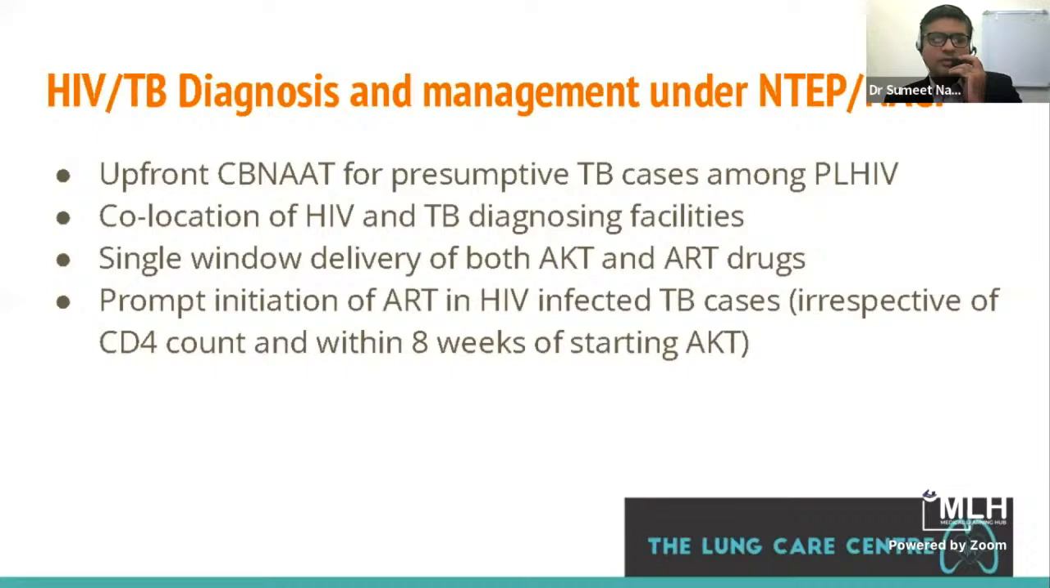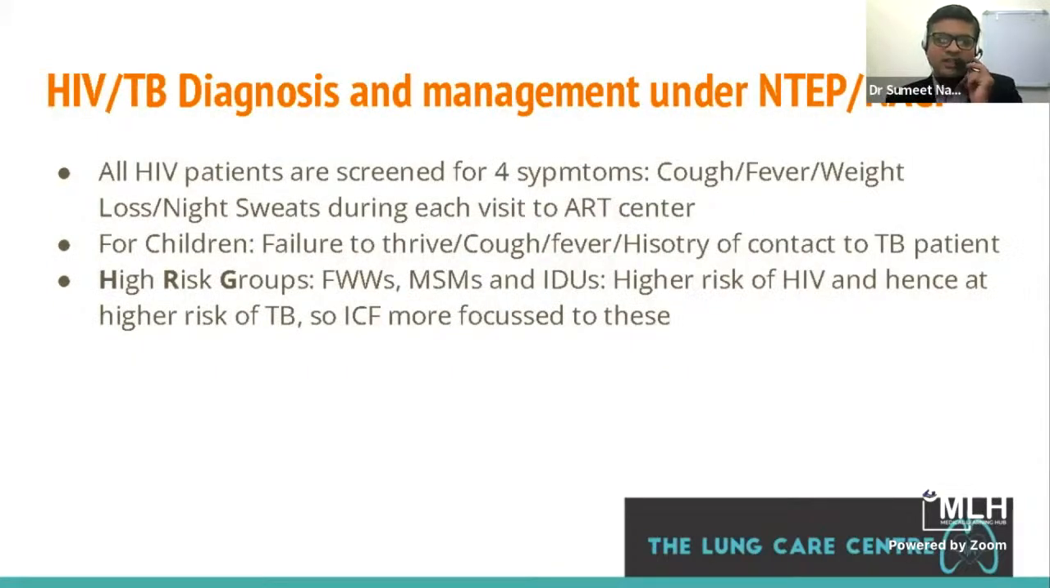Yes, sir. Okay. So all HIV patients who are coming to ART center are screened for four symptoms comprising of cough, fever, weight loss and night sweats during each visit to ART center. For children, the symptom complex comprises of failure to thrive, cough, fever and history of contact with a TB patient. There are certain high risk groups such as female sex workers, men having sex with men and intravenous drug users. Intensive case finding strategies are focused on these groups because these groups are the center of HIV transmission as well as tuberculosis transmission.